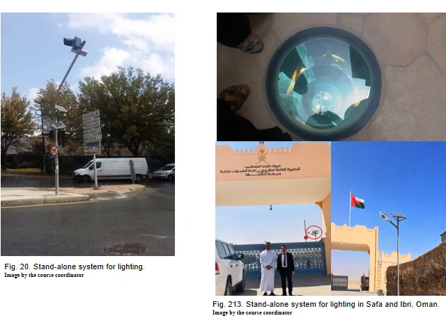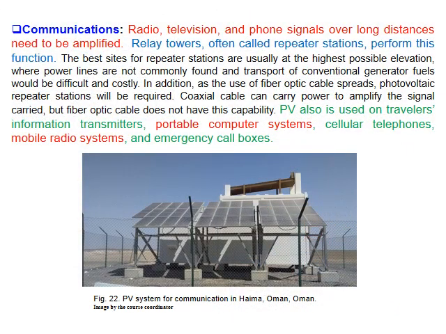Also, I took this in Turkey, you can see here traffic lighting, and here in Masdar Institute in Abu Dhabi, and here in Safa and Ibri. I took these photos in Safa and Ibri because these are isolated areas. They need electricity and it's difficult to provide, but solar energy is the best source of energy for the application.